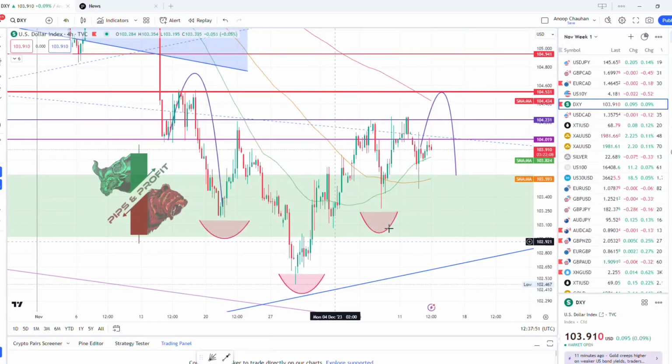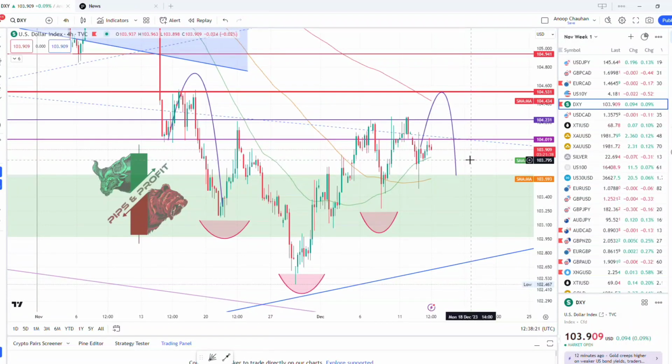So basically DXY is forming an inverted head and shoulders pattern. As you can see, this is your left shoulder, this is your head, and this is your right shoulder, and then this is your neckline. The neckline is around 104.53, and as you know, the market has been rejected many times from this zone, the 104.25 area. Around 2-3 times it has already been rejected. So let's see today the high impacting data, PPI and then FOMC.